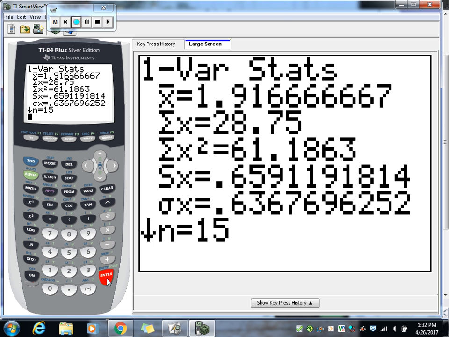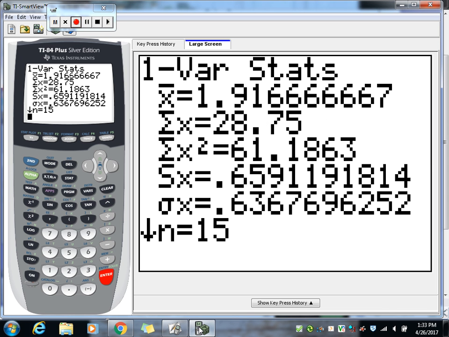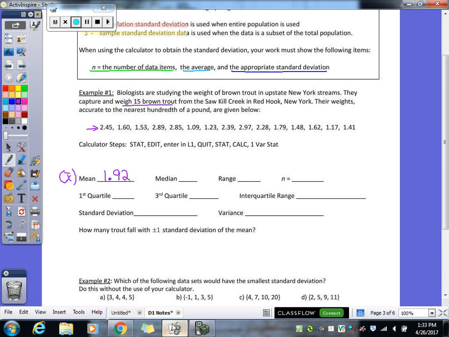You go to stat. Mean. That's our first one. That's our X bar. Now, since they did their weights to the nearest hundredth, let's do our mean to the nearest hundredth. So on your calculator, what is our mean? 1.92. So then for your median, your calculator has this little arrow here because it's telling you, I've got more info. You've got to go down and see it. So then if we arrow down, there's our median, MED, 1.62.